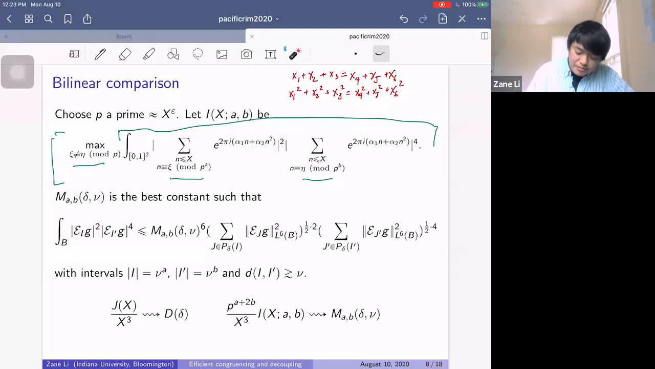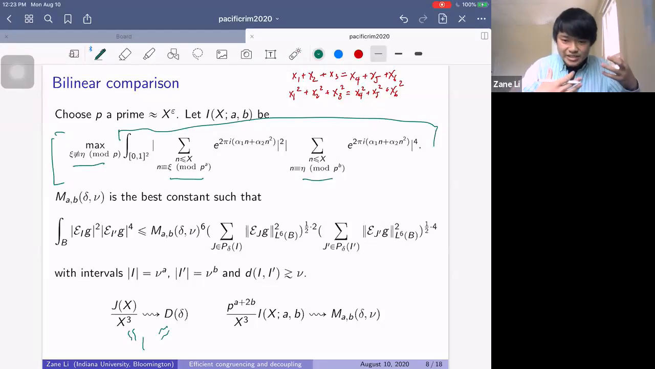Okay, so earlier I mentioned how one should think that J of X over X cubed should be of size 1, and we should also think that D of delta, the decoupling constant, is of size 1. So morally, when we look at the efficient congruencing proof, we should think that J of X over X cubed should be thought of as D of delta. This is like some sort of commutative diagram of thoughts. Similarly, you can take this similar thought.